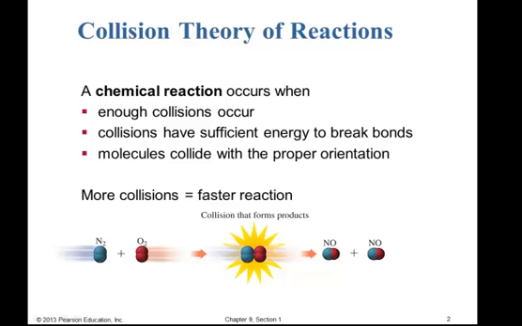Meaning, if we're going to have an N and an O get together, they have to be hitting with the correct orientation. And the bottom line, the more collisions that we have, the faster the reaction is going to occur. So when we look at speeds of reactions, especially in our lab next week, we're going to be talking about this collision theory. And you're going to be asked to explain why those reactions go faster in terms of the collision theory.